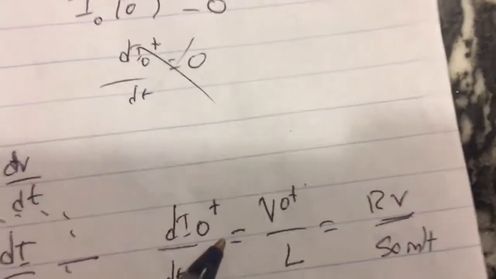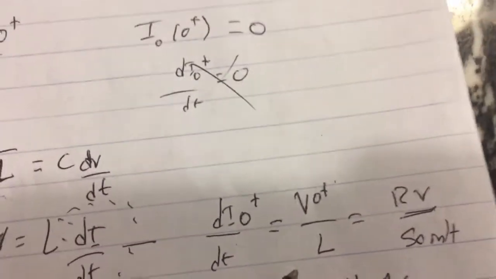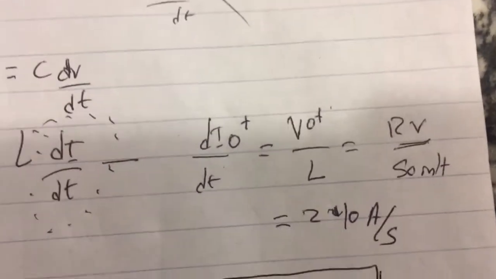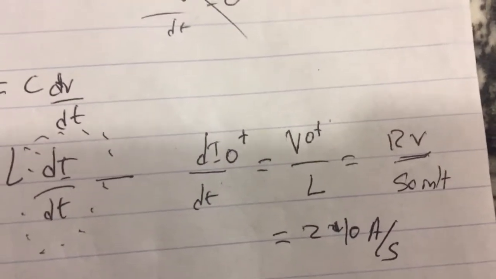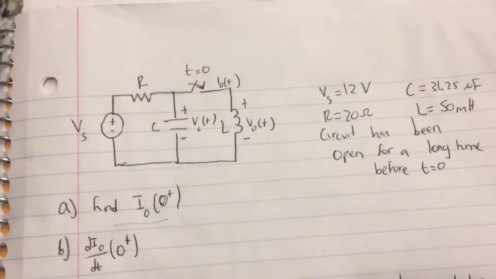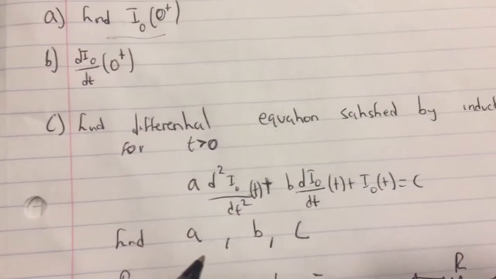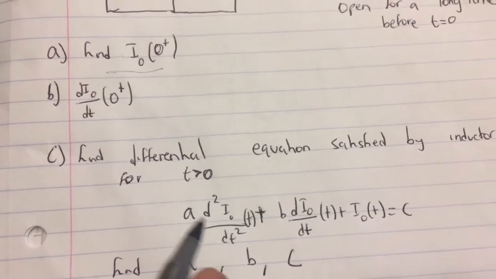Okay, so we can just say di/dt of 0+ is equal to v_o of 0+ over L, right? If you isolate di/dt, that's the equation you get, and we end up with an answer of 240 amps per second. Not bad. So we've solved for our two initial conditions. Now we want to solve for A, B, and C, right?